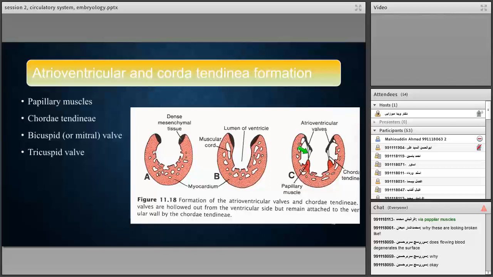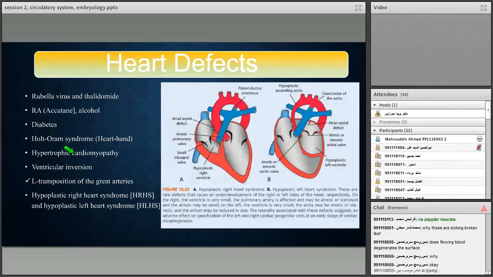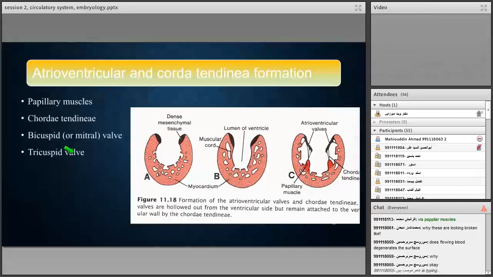This part is forming the atrioventricular valves: the tricuspid valve on the right side, and the bicuspid or mitral valve on the left side, or left atrioventricular canal. Bicuspid and tricuspid valves are on the left and right sides of the heart. So in this way, the atrioventricular canals and valves are formed.